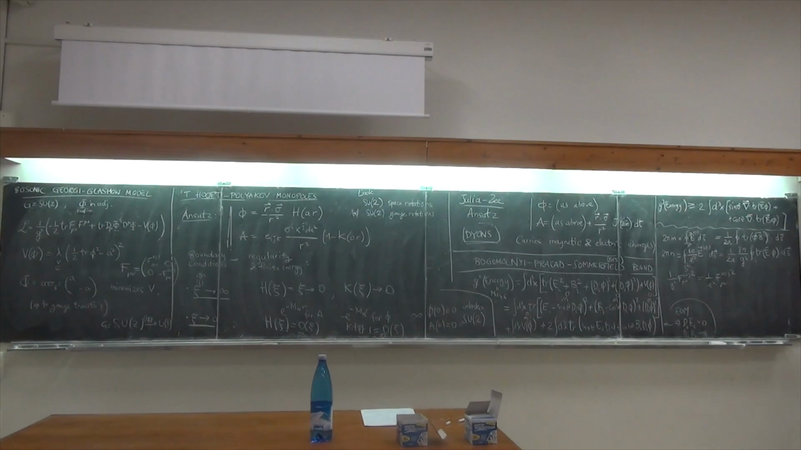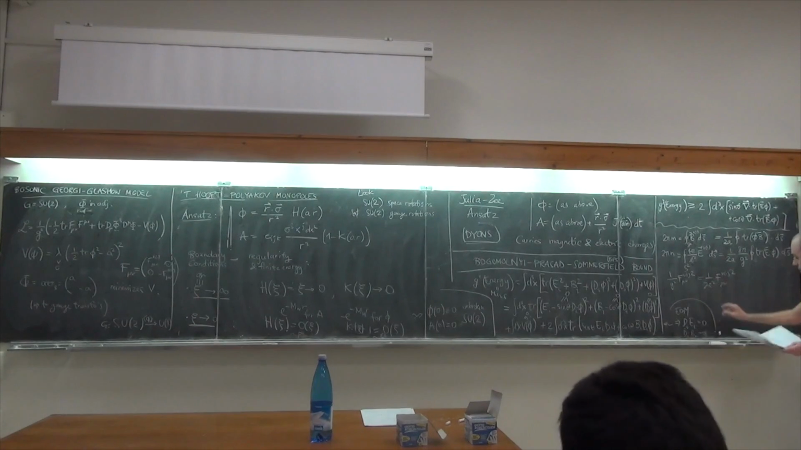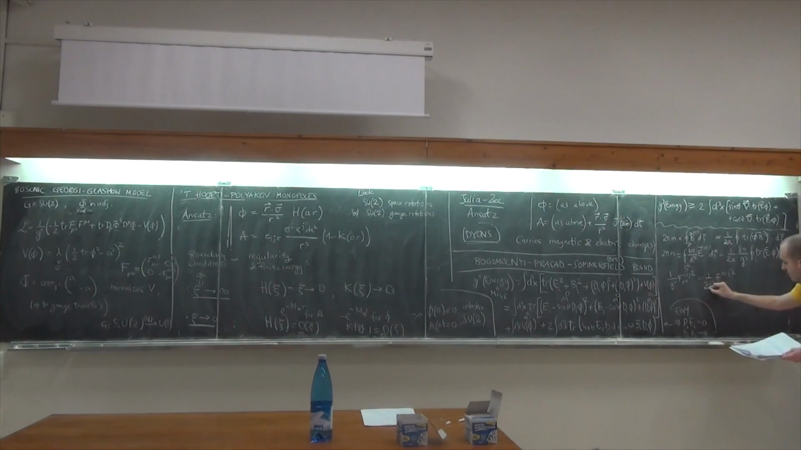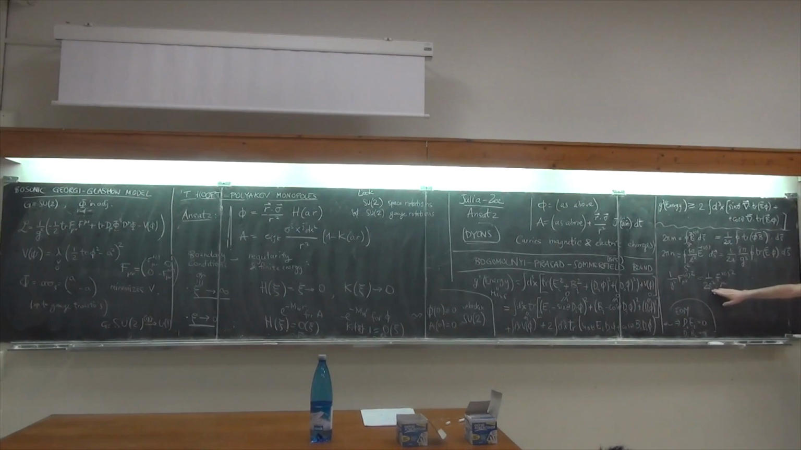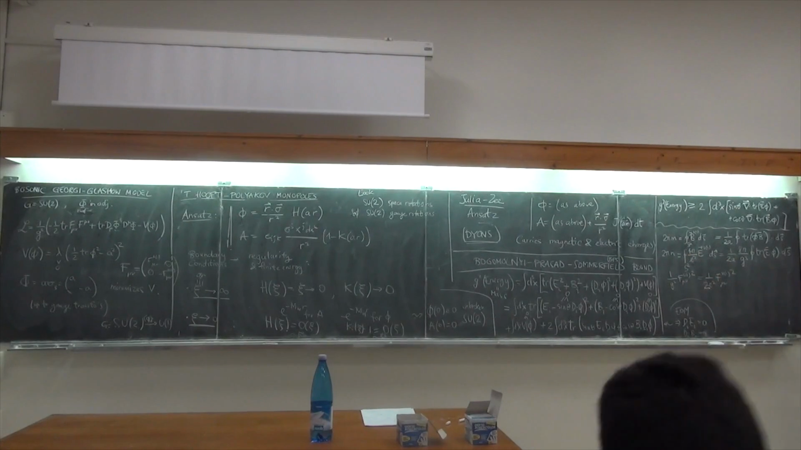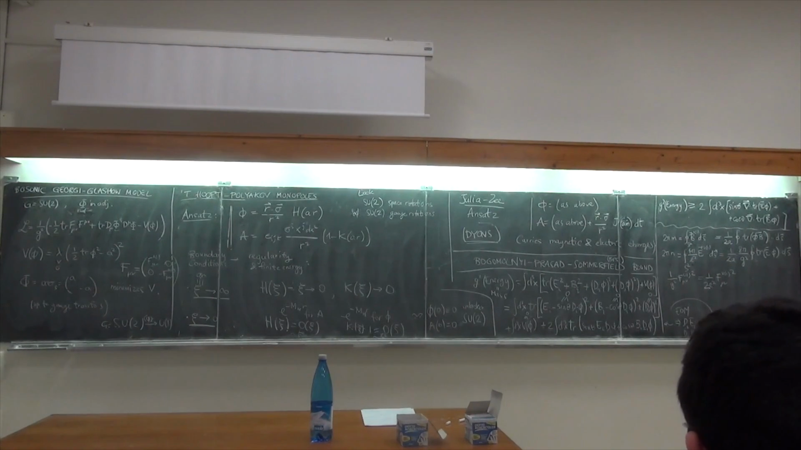And remember, e squared. This normalization that we chose yesterday is such that n is quantized. Okay, so this is just worrying about normalization.